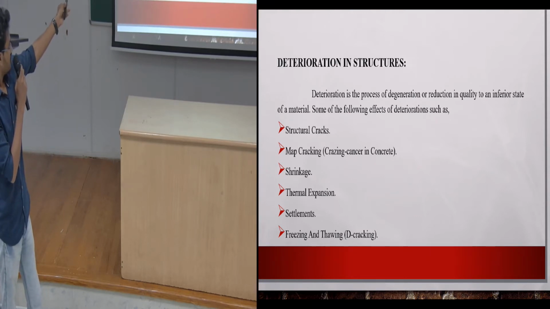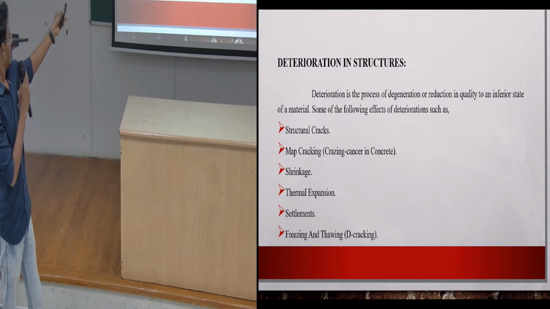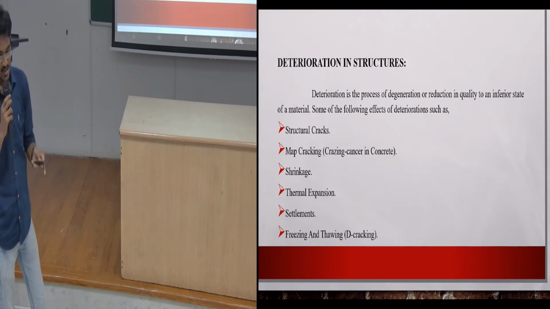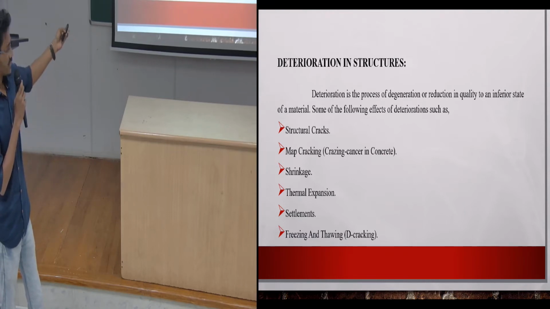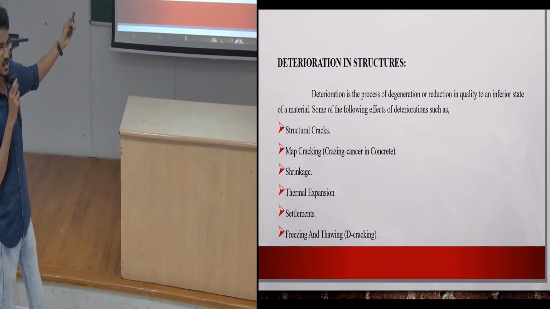These are some of the deterioration: structural cracks, map cracking, and most of them we already know. But map cracking is a special deterioration because it is generally considered a cancer in concrete. It is a reaction of alkalis in the aggregate that is reactive with siliceous content in the cement, which causes a cancer in concrete. Then shrinkage, thermal expansion, settlement, and freezing-thawing are other special cases.